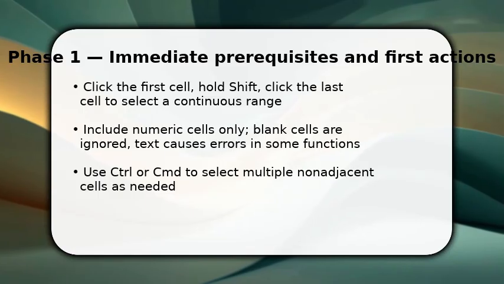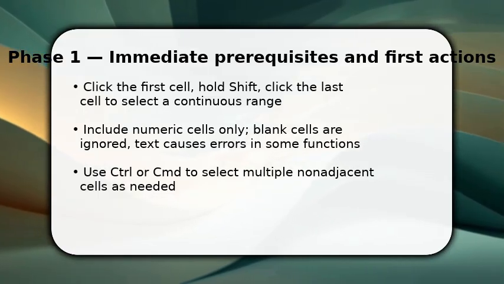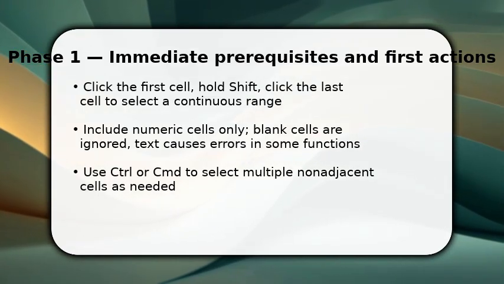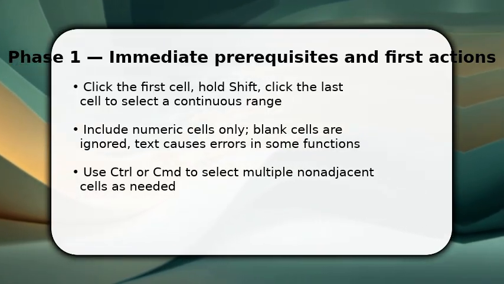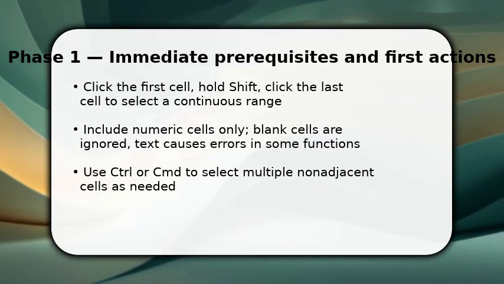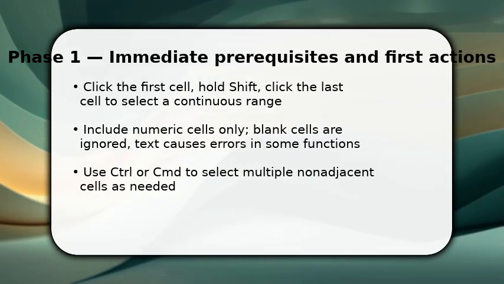You begin by selecting the exact cells you want averaged. Click the first numeric cell, hold Shift and click the last cell to form a continuous range. Once done, confirm there are no stray text entries. Text can break some calculations.